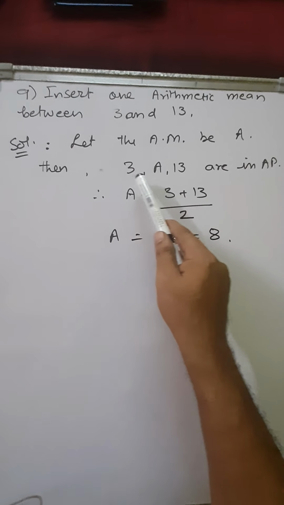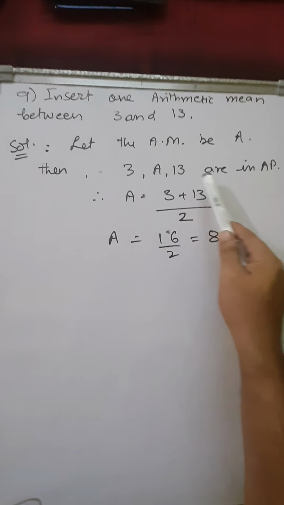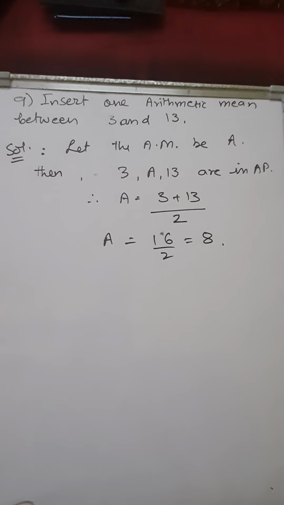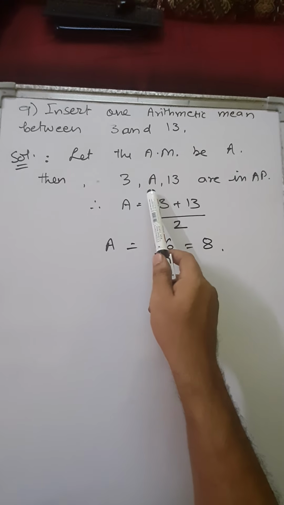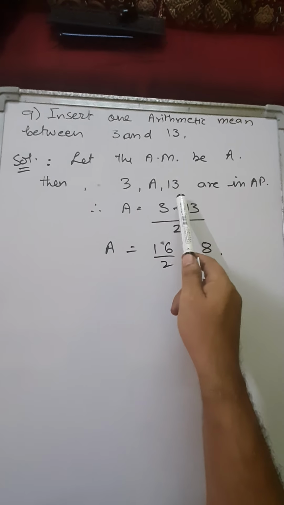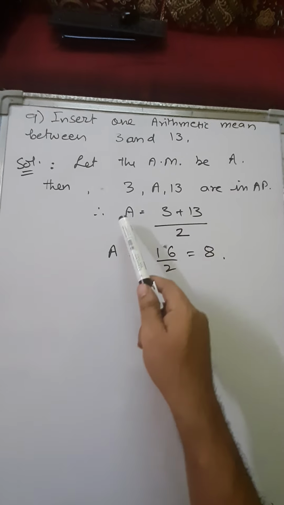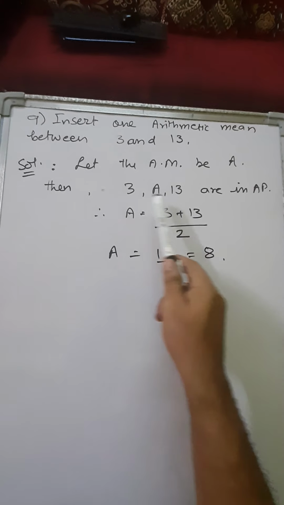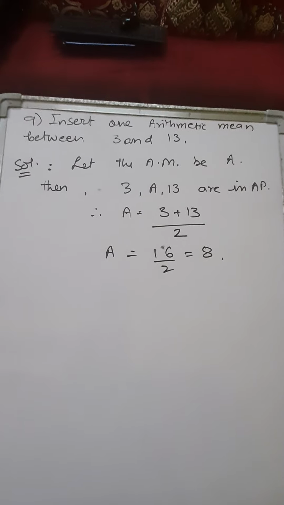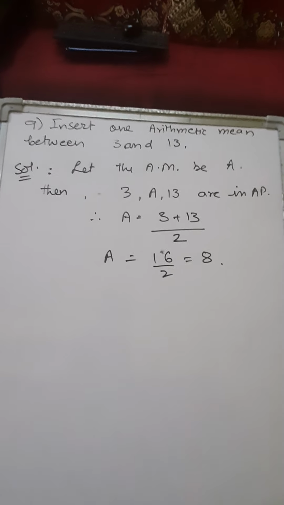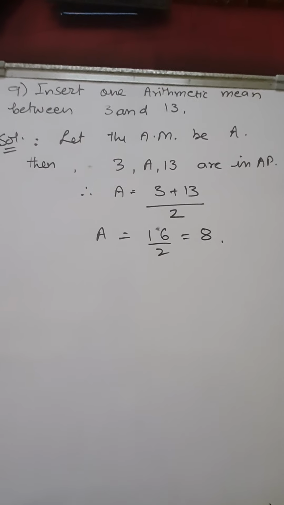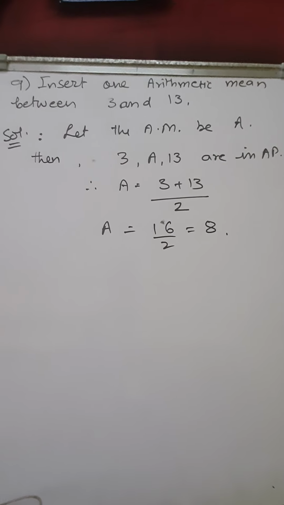So 3, A and 13 are in AP, arithmetic progression. If these are in arithmetic progression and A is the arithmetic mean, what is the formula of the arithmetic mean between two numbers A and B? A plus B by 2. So here the value of the arithmetic mean will be 3 plus 13 by 2, that is 16 by 2, that is 8. Right? So 8 is the arithmetic mean between the two numbers 3 and 13. Right? Note down, please.